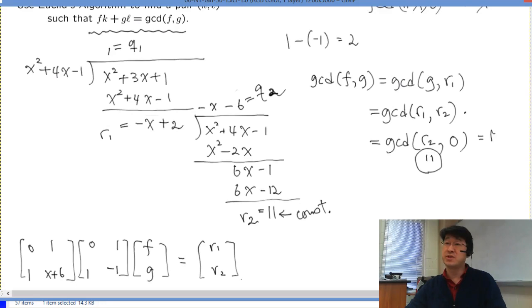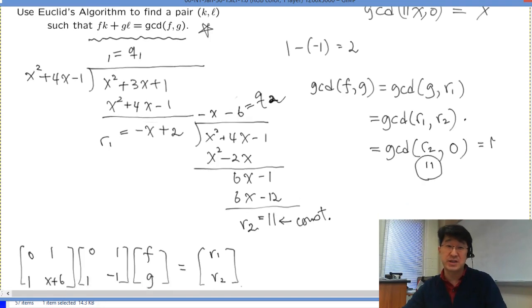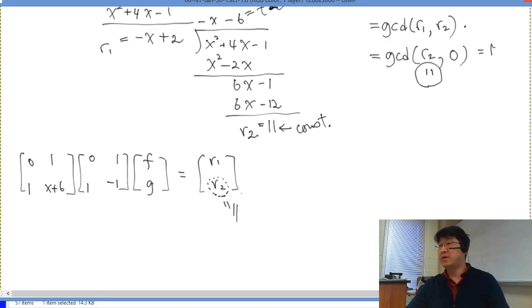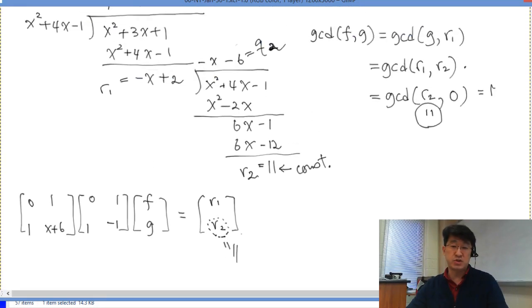All right. We haven't reached the answer yet. This is what they're looking for. Fk plus GL equals GCD, right? But what is R2? R2 is not the GCD, right? R2 is 11. So you're going to reach 11, not 1, but it's almost there. Write down what 11 is and see if you can actually reach the GCD there.